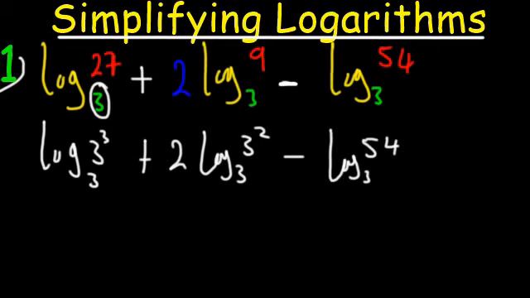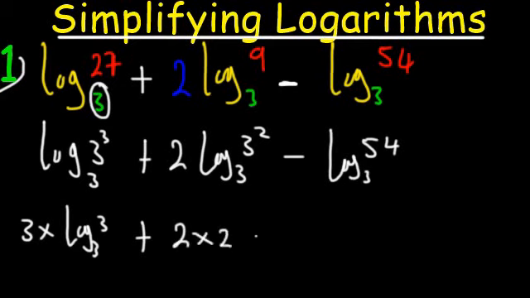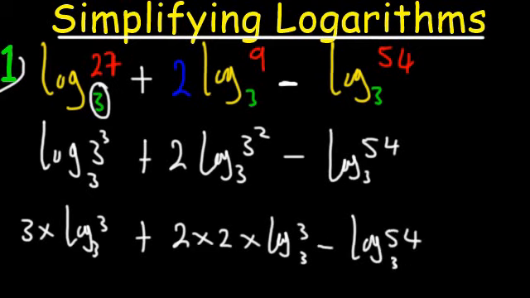The next thing is to bring this to the front. Likewise this. I said it earlier that whenever the value is with an index, you are allowed to bring it to the front of the logarithm. So this will become 3 times log of 3 to the base of 3, plus 2 multiplied by log of 3 to the base of 3, minus log of 54 to the base of 3.